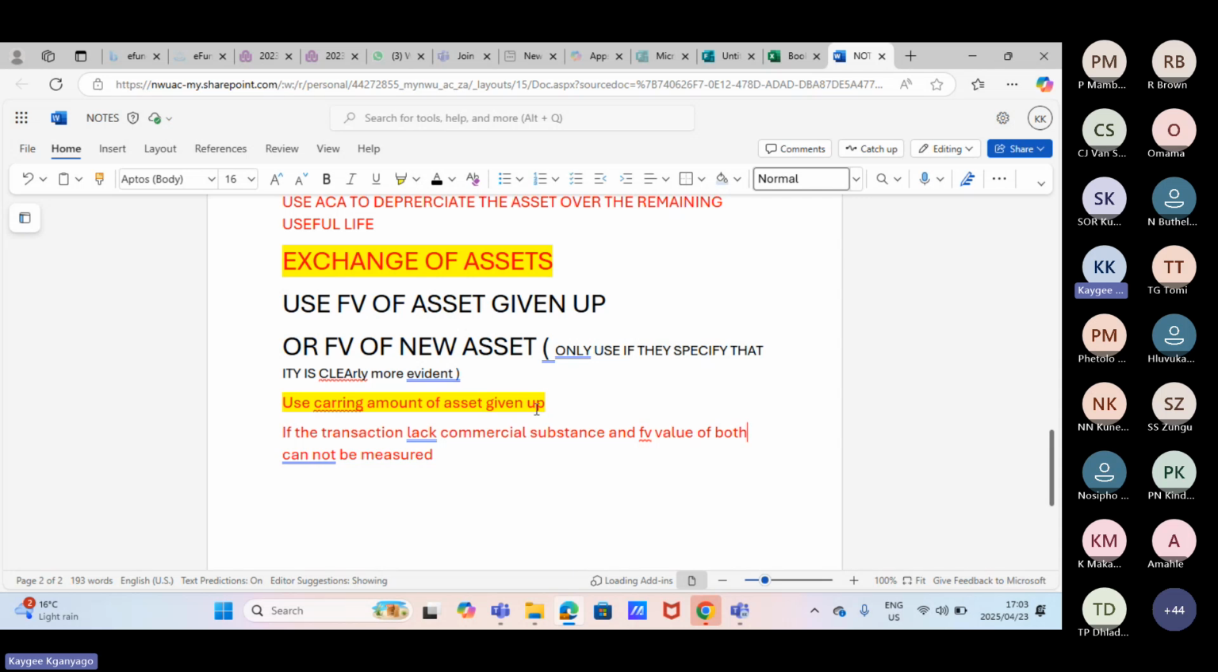The exchange of assets. Remember on your slide, they just put use fair value of asset given up. They don't tell you when you can use the fair value of the asset given up and the asset received. And with the carrying amount, they also said fair value of both assets cannot be measured reliably and also no commercial substance. They just left it like that. So now I tried to interpret it according to my own understanding. I don't know if I confused you.